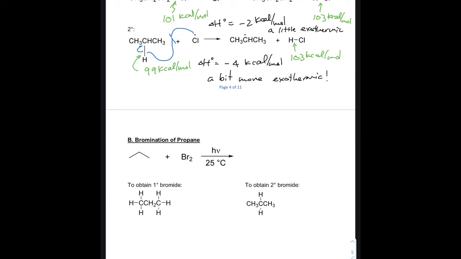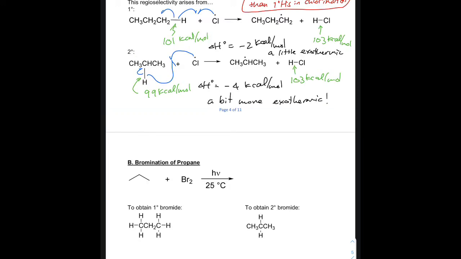What does that mean? This also tells us the secondary radical is more stable than primary radical. In fact, we can calculate the difference, right? The difference between these two would be 2 kilocalories per mole. So we could say that the secondary radical is about 2 kilocal per mole more stable than primary radical.